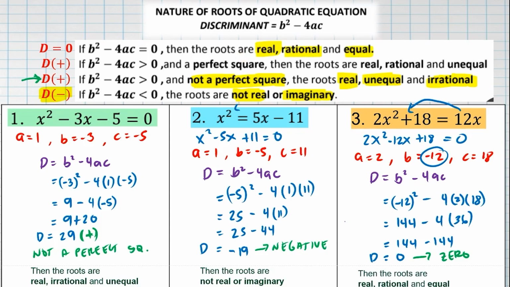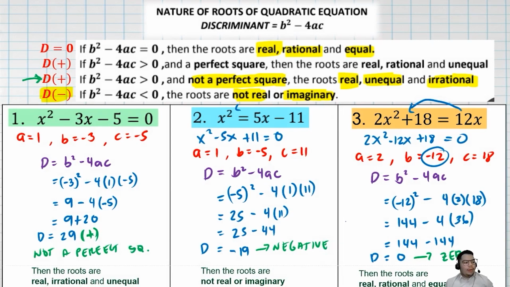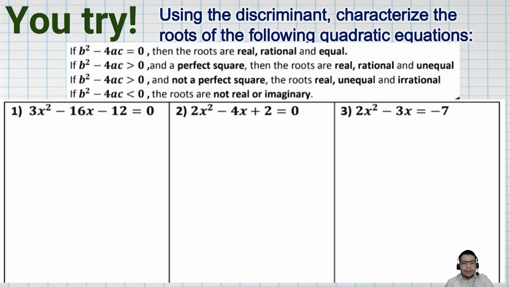And that's the lesson for today. I hope you understand how to characterize the nature of the roots of a quadratic equation without actually solving for the roots. I think you're now ready to try some examples about characterizing the roots of a quadratic equation without even solving the roots of it. So for 5 seconds, kindly pause the video.